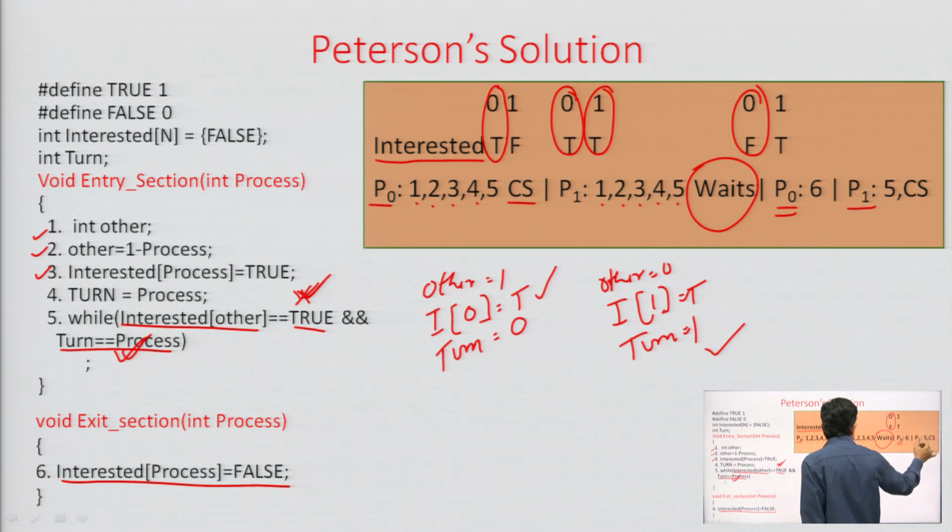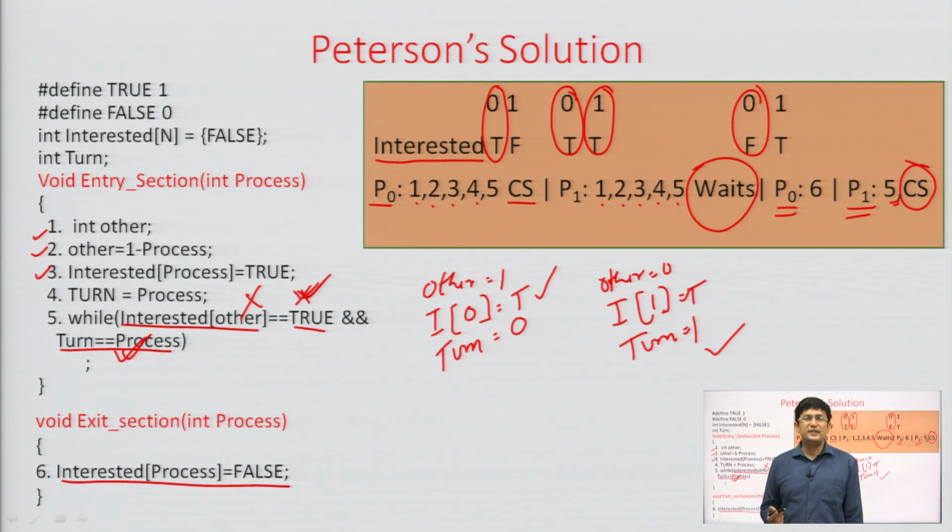Fine. Now the P1 process again checks condition number 5. Condition number 5 says if the interest of the other is true. No, it is false, it has just been set as false. This condition is not satisfied. Since this condition is not satisfied, the P1 process can enter the critical section. So we have seen that mutual exclusion is guaranteed here. Only one process can enter the critical section at the same time.